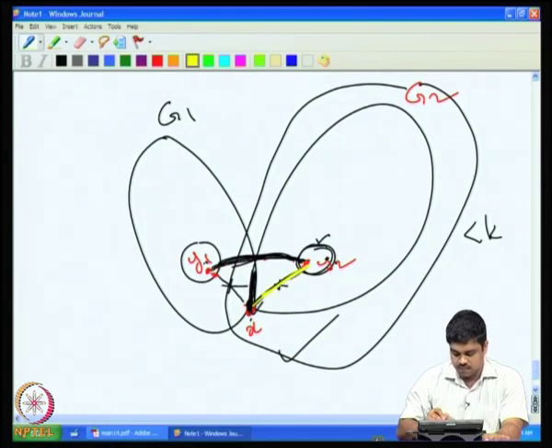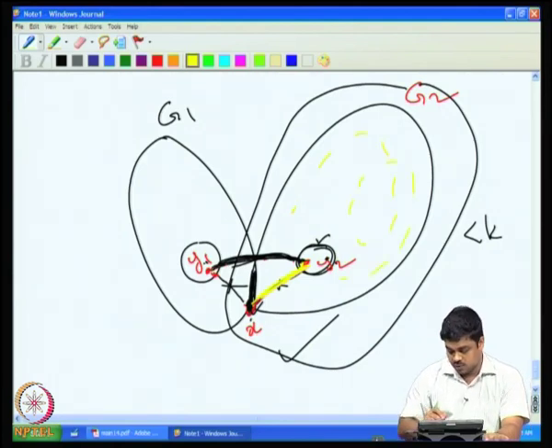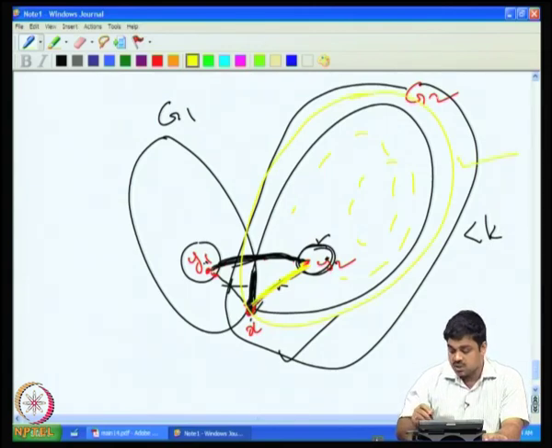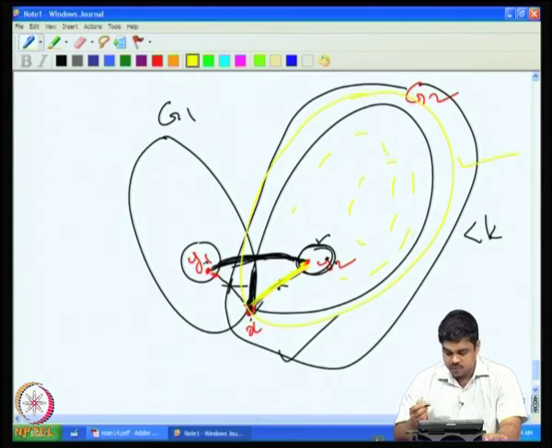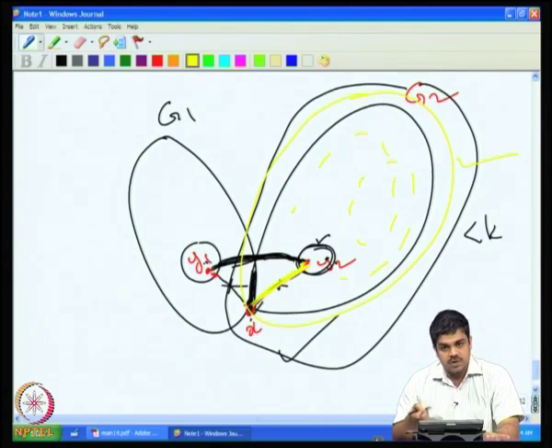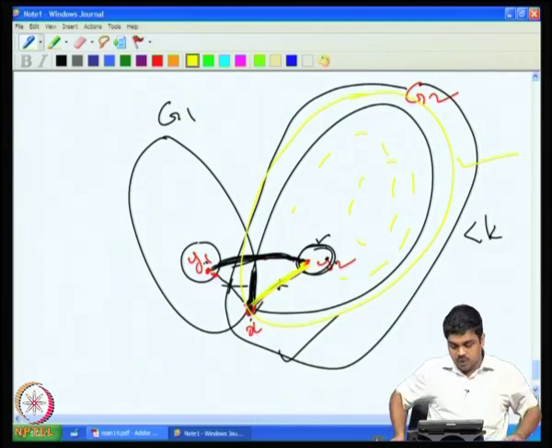Suppose x and y2 have different colors, then even if you put this edge back, we don't have any problem, because they have different colors already. So we are only using k colors for this, which is a contradiction, because we said that G1 and G2 required more than k colors. So by this operation also it's not possible for the number of colors required to reduce. So k-constructible graphs are definitely k-chromatic, I mean their chromatic number is greater than or equal to k.